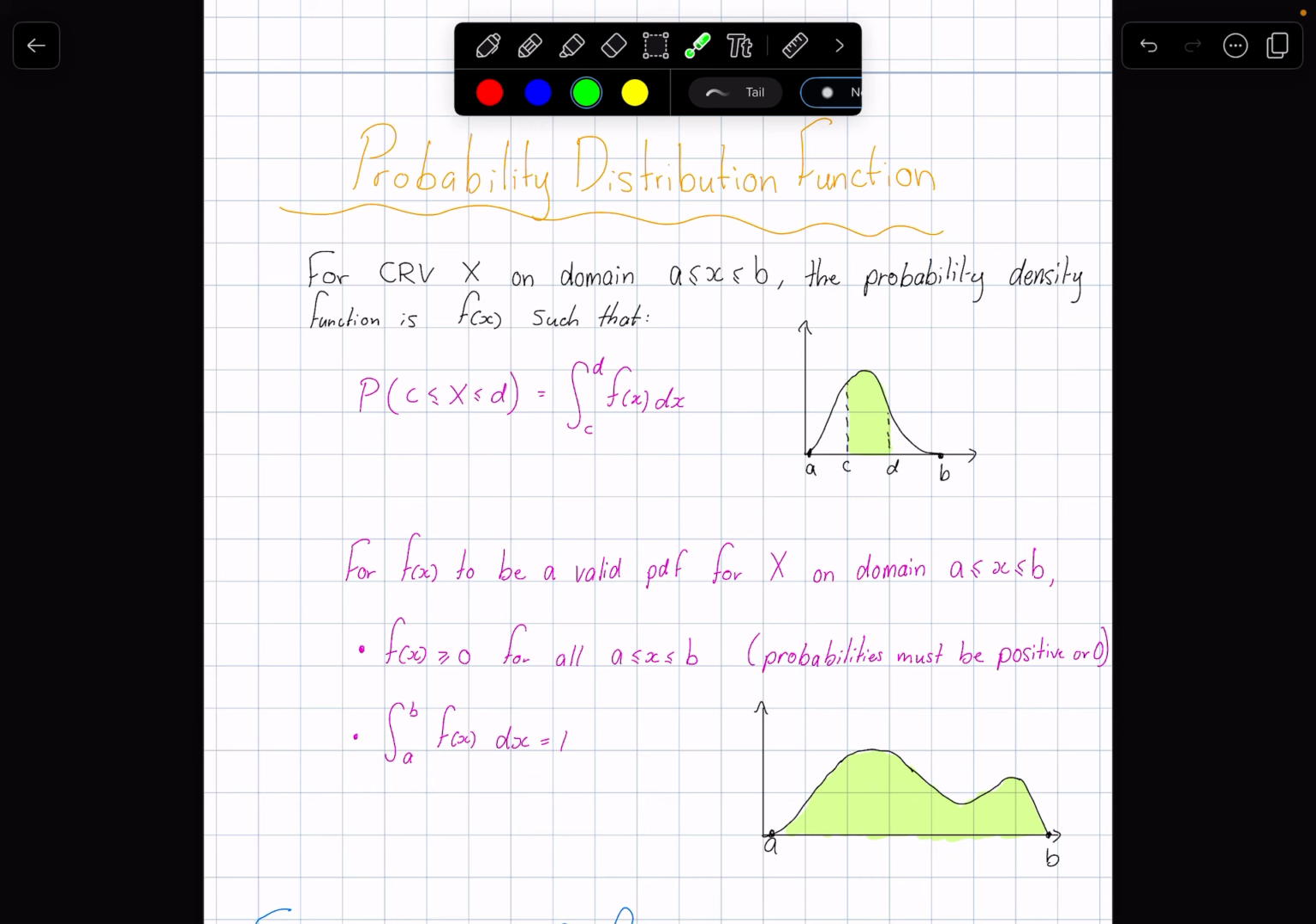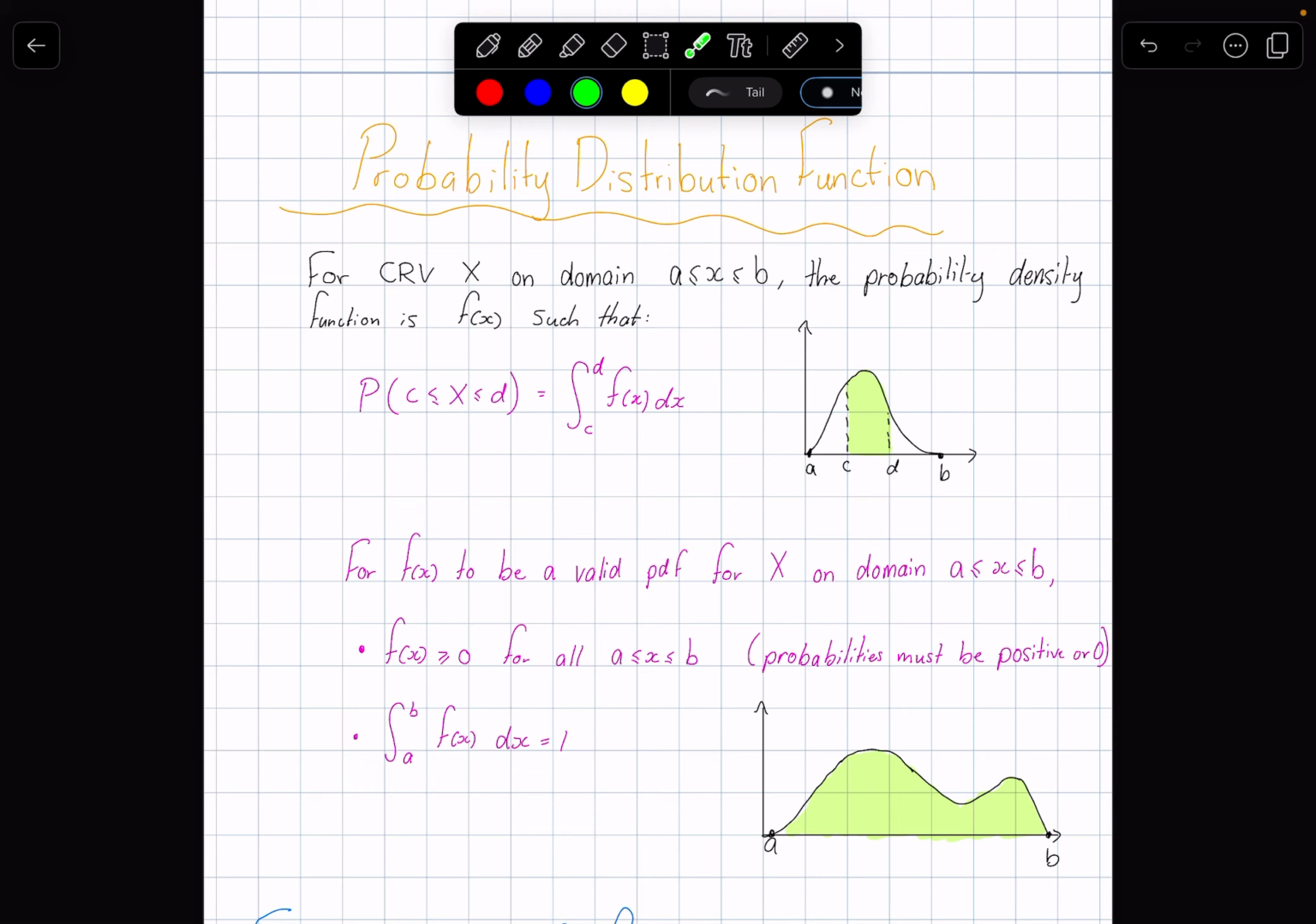Now, for f of x to be a valid probability distribution function for x on domain a to b, f of x must be greater than or equal to 0 for all x from a to b. So that means my whole function must be above the x-axis. We must also have that the integral from my limits of f of x dx equals 1. So it's a real easy test to do. Because it's a definite integral, you can do that on your calculator. Okay, really simple to do.